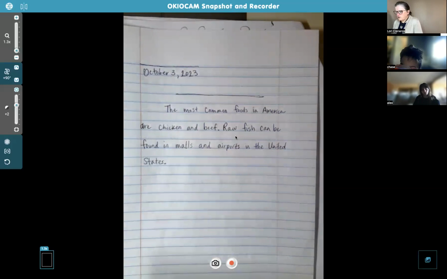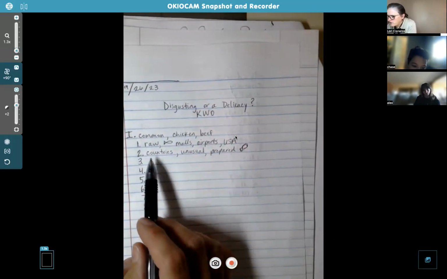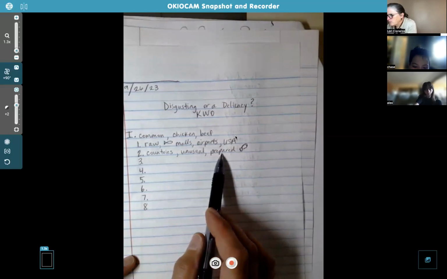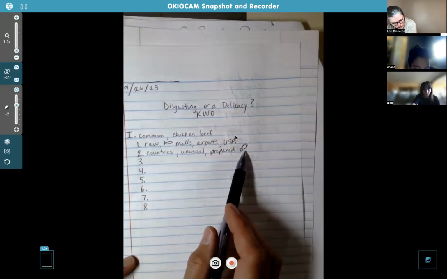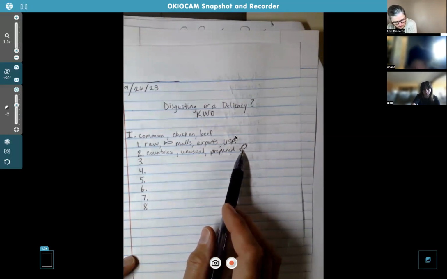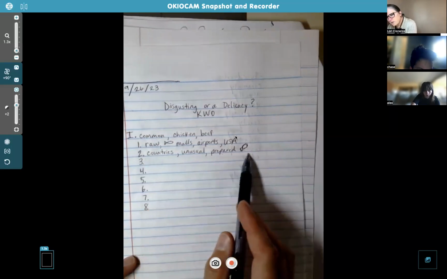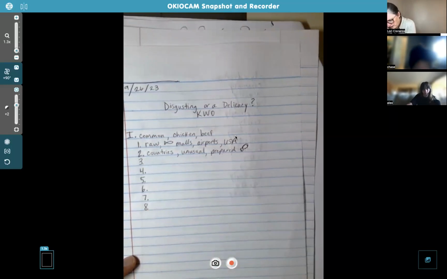So that's a good start. Let's do one more for now. Alex, you're looking at regular number 2 here where we have countries, unusual, prepared, and I think we had a little fish, or this is a chicken representing food, I think. So how could we use those words in a complete sentence, Alex? Chicken is unusually prepared in other countries.